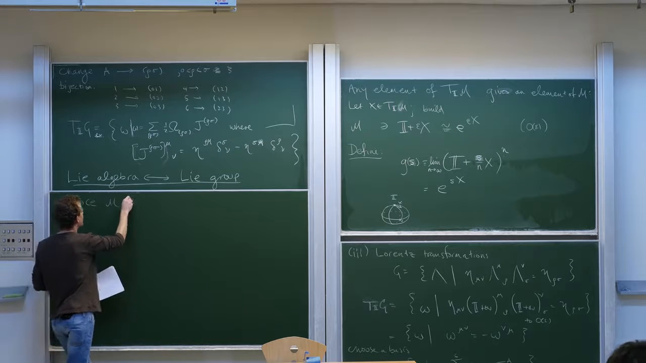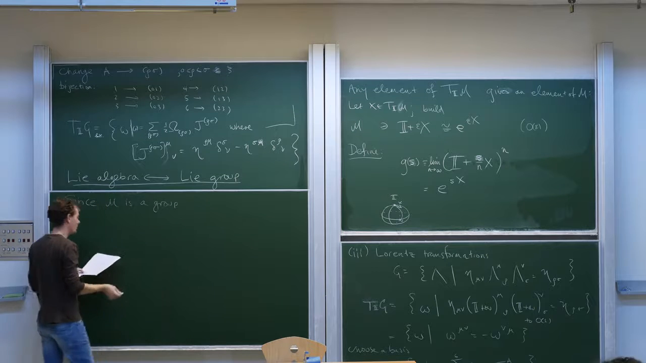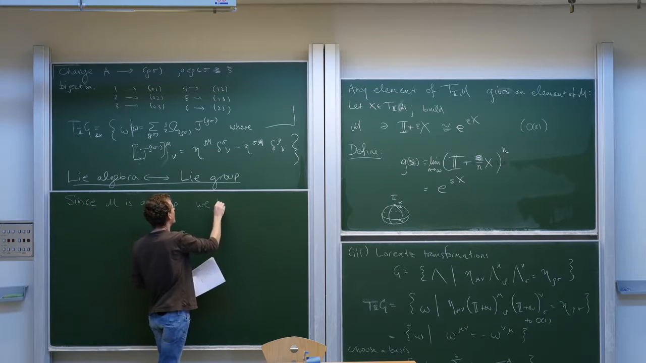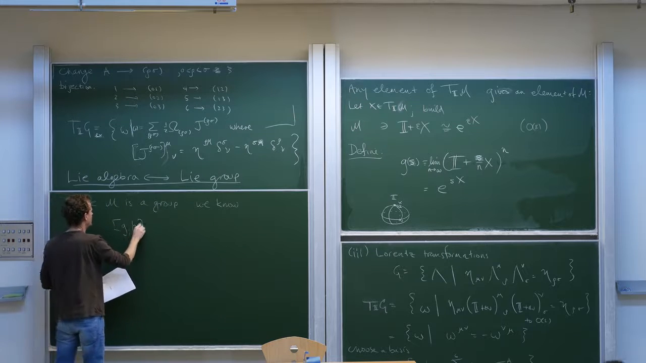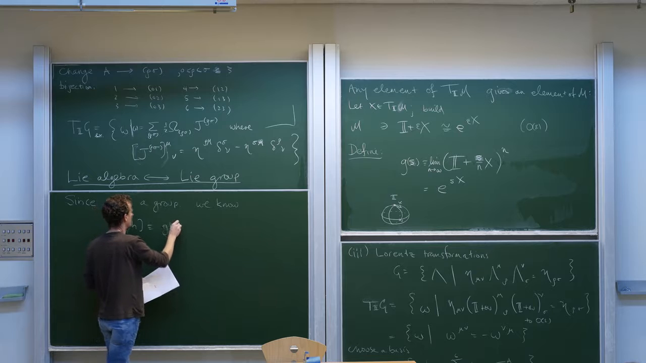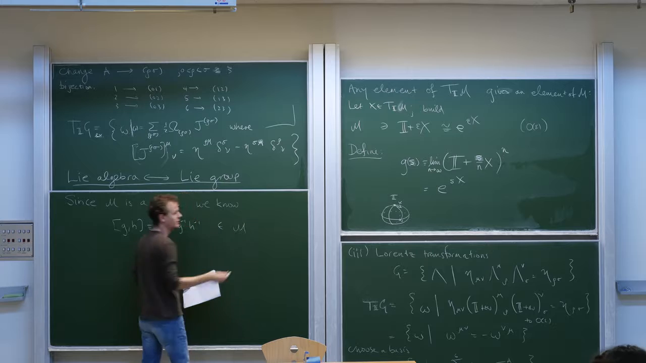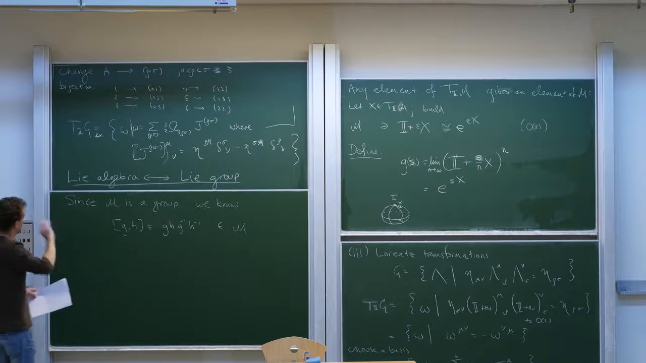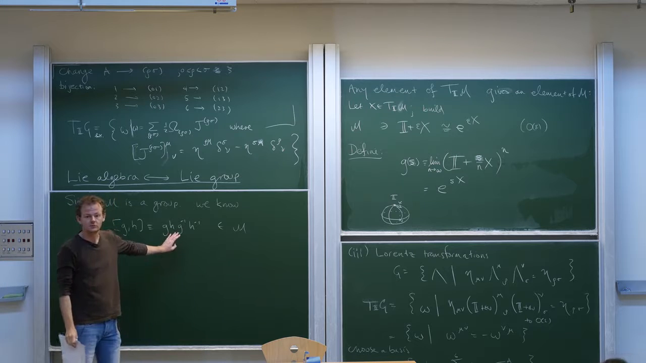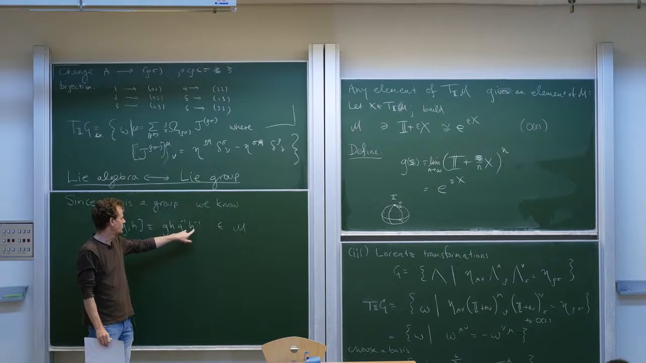Since M is a group, then we know that the group commutator of G and H is also an element of the group. It's a thing called the group commutator. It looks different from the commutator you're used to in linear algebra. We're going to see that in a moment. But this is an object that's defined in group theory.